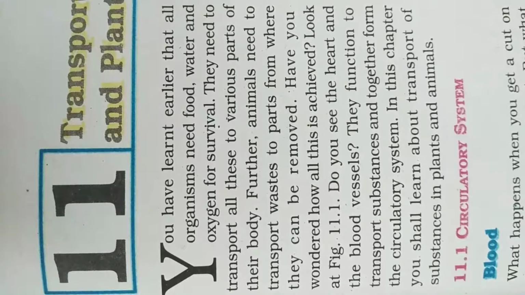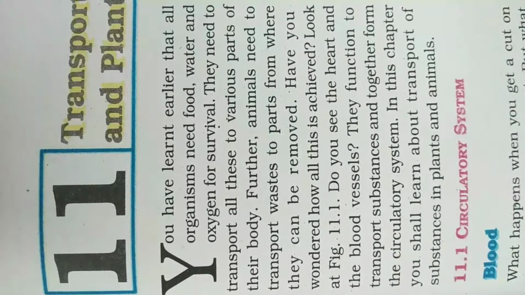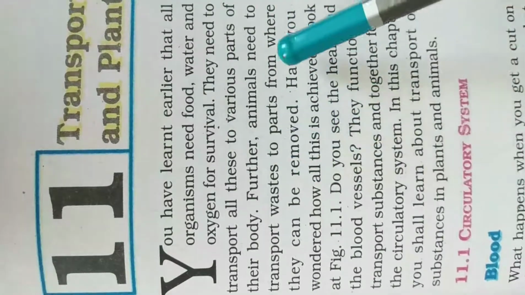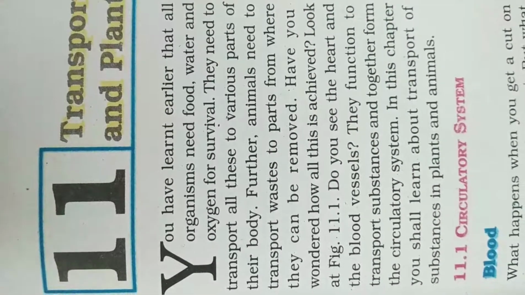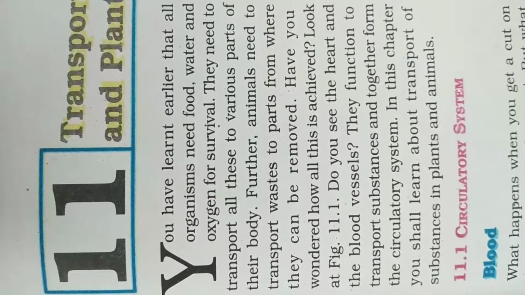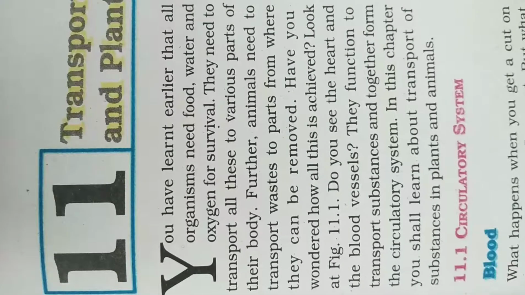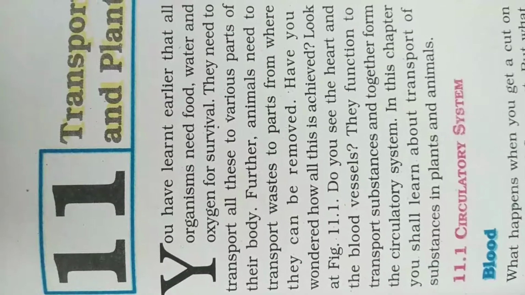So you have learned earlier that all organisms need food, water and oxygen for survival. They need to transport all this to various parts of their body. Further, animals need to transport waste to parts from where it can be removed. Have you wondered how all this is achieved? Look at the figure. Do you see the heart and the blood vessels? They function to transport substances and together form a circulatory system. So in this chapter you shall learn about transportation of substances in plants and animals.